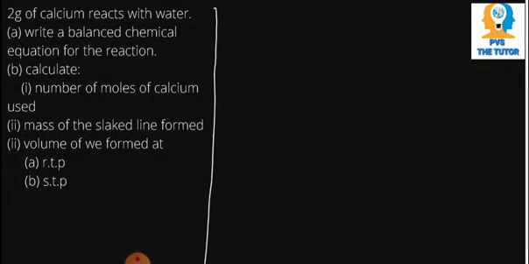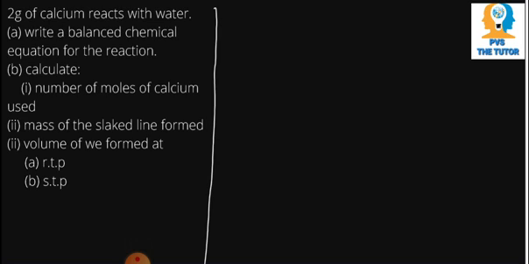Today under chemistry we are looking at calculating mass, number of moles and volume from chemical reactions and chemical equations. I have a question which says 2 grams of calcium will react with water. Write a balanced chemical equation for the reaction.